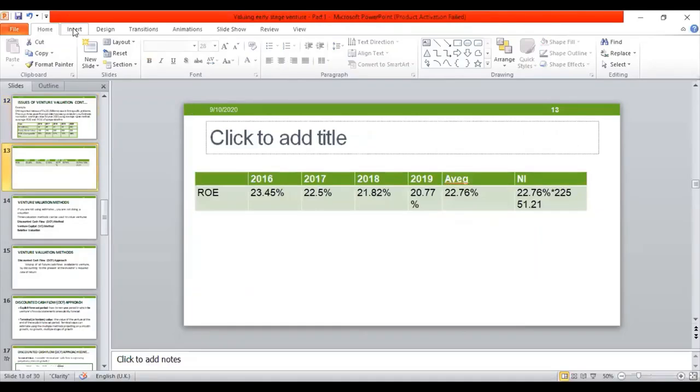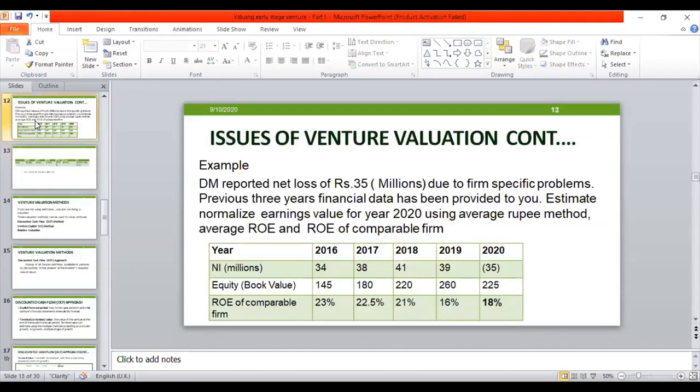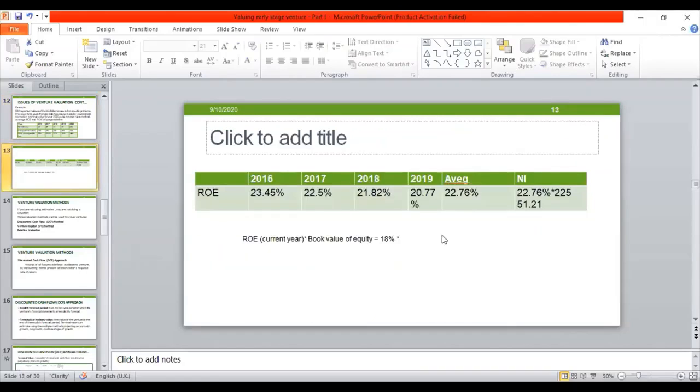So according to this approach, we are not taking any average values. We take the current year return on equity of the comparable firm, and multiply it by the book value of equity of the selected venture. So in this case, the 18% is the current year return on equity of the comparable firm, and our equity book value is 225,000.